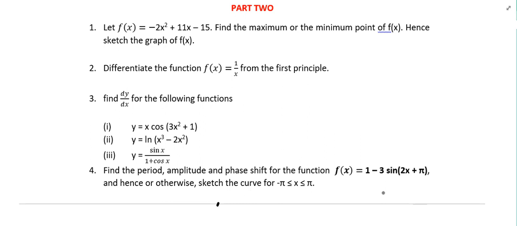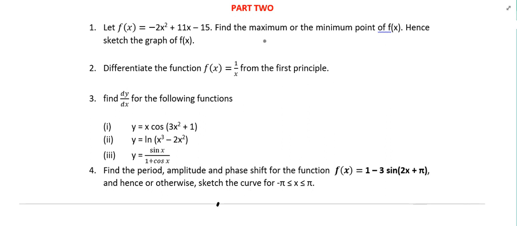And in this video, I'm going to explain the concept of finding the maximum and minimum values, and also be able to use the first principle and trigonometry, and more questions. So let me quickly go to the question. The first question is saying, let f of x be equal to negative that and that. Find the maximum or the minimum point of f of x.